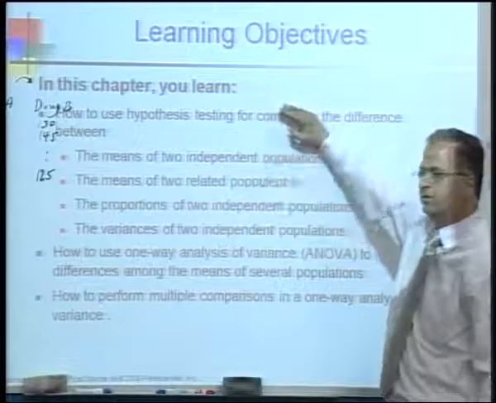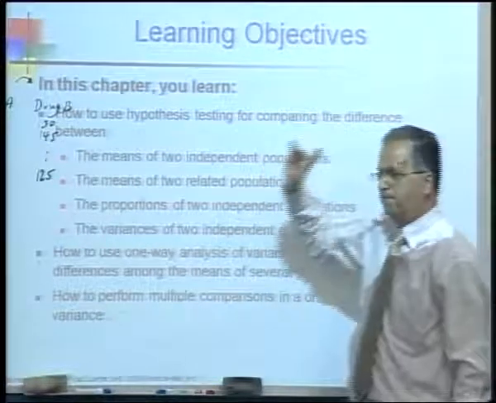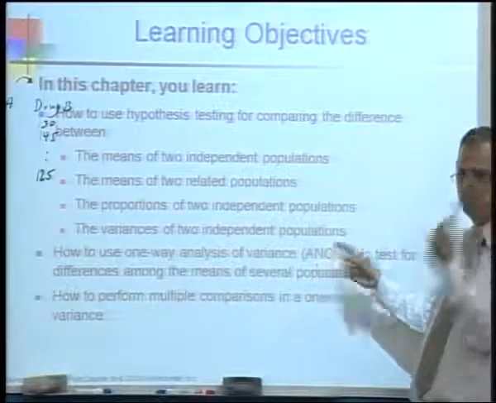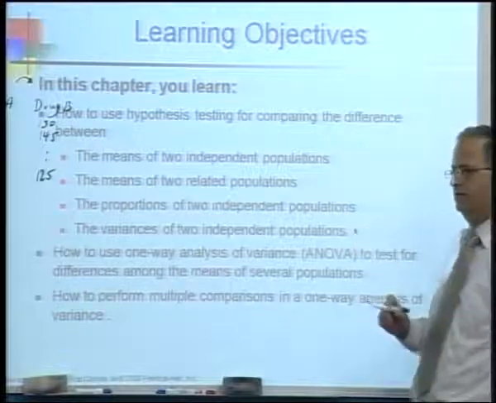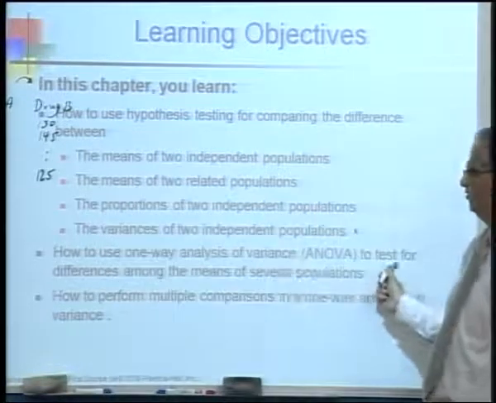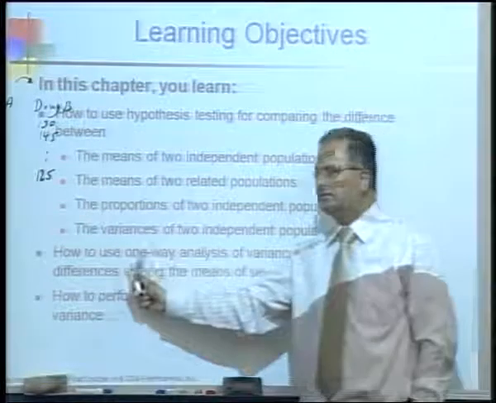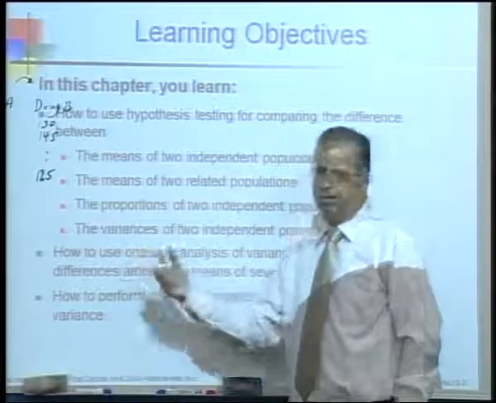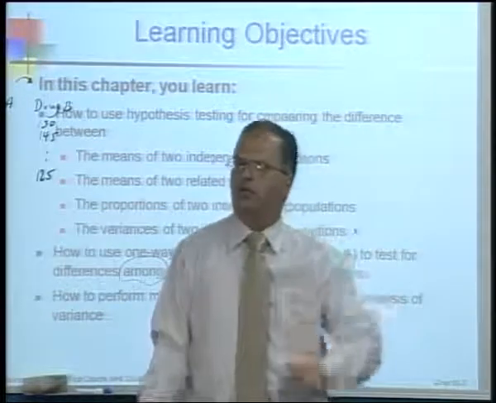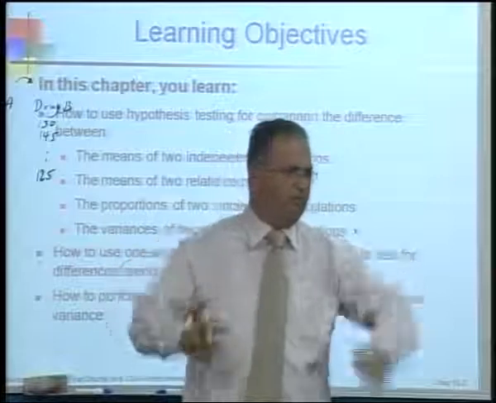That's all for this chapter. We are going to skip the variances of two independent populations. So this one will be skipped. How to use one-way analysis of variance ANOVA to test for differences among, in this case, means between more than two populations. So among means more than two.